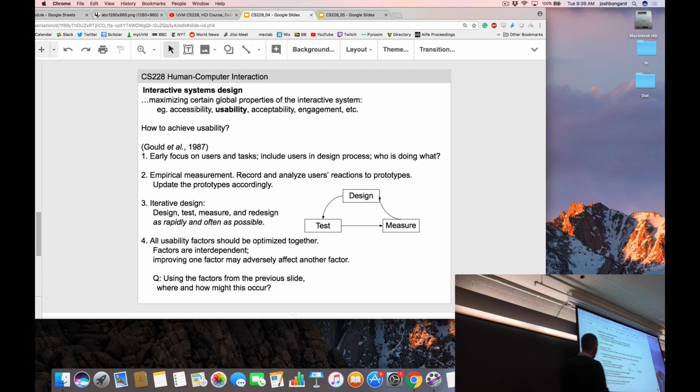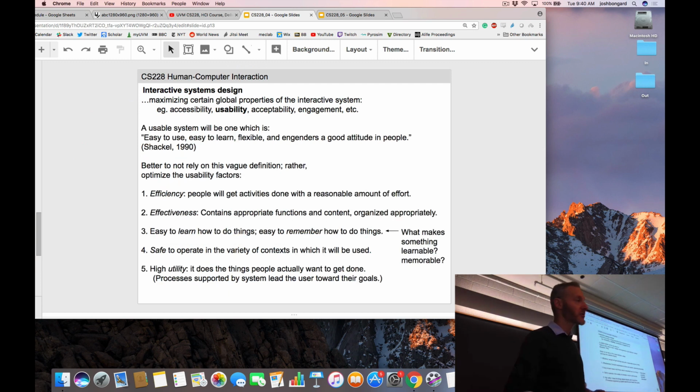Okay. We want to try and optimize these factors together because they are interdependent. Often, if we focus on just one factor and improve it, we're adversely impacting the other ones, right? We mentioned one trade-off already. Often making something easy to learn and use tends to make it less efficient. Making something more efficient often makes it less obvious or more cryptic. What are some other trade-offs that you can see here? Where does improving one of these five features adversely impact some of the others?